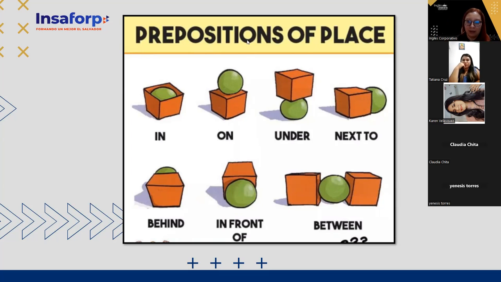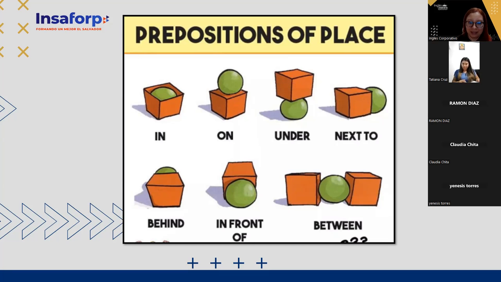Ayer les daba yo un par más que eran above, below, y no me acuerdo qué otra les había dado ayer, si me recuerdan. Let's check. ¿Alguien copió la otra que les di yo ayer? Veamos. Across from. Across from, cruzando de, o al cruzar tal lugar, right? Below, esa ya se la di. Ok. So, teníamos esas tres extra.